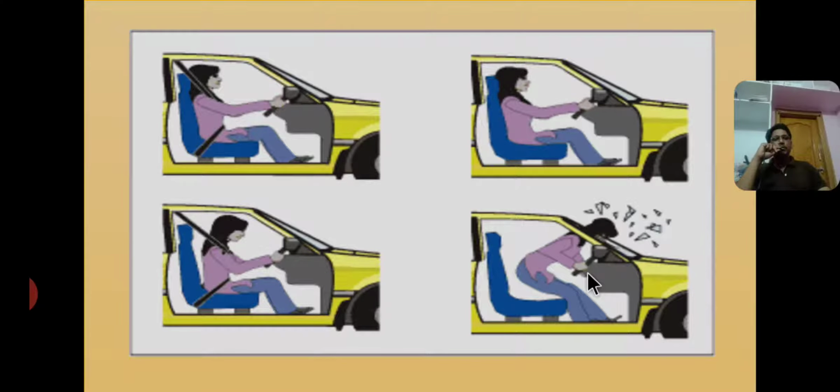This is also another example. Look at these two diagrams: these two are with the seat belts, and these two diagrams are without seat belts. To protect ourselves, we have to wear seat belts at the time of riding. Without seat belts, it may happen like this.